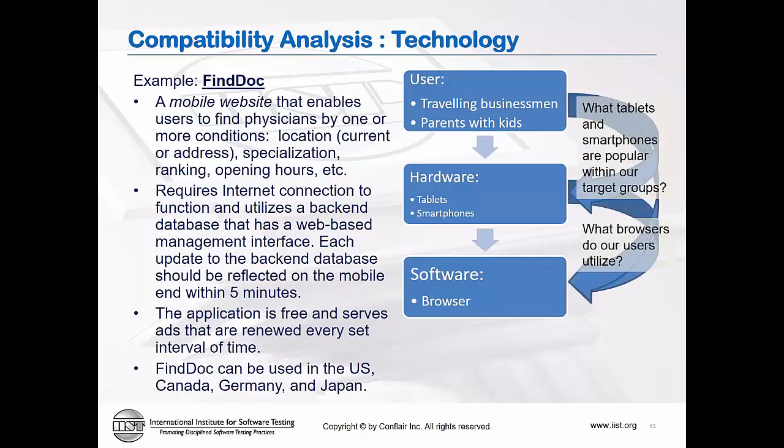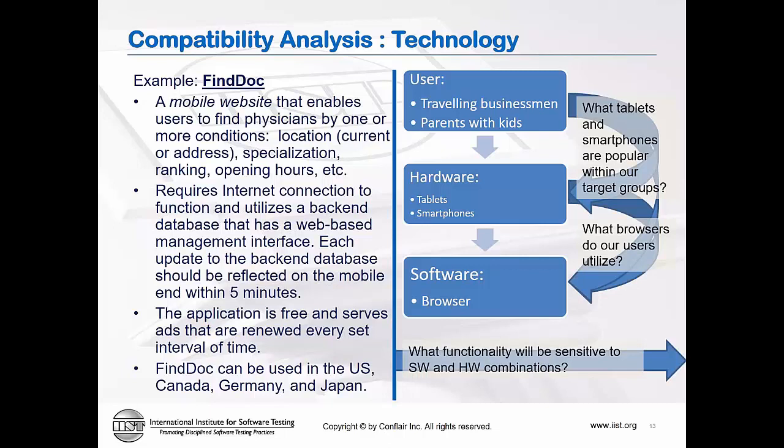Okay? What functionality will be sensitive to software and hardware combinations? First, it's a website. The biggest thing that is sensitive to the browser on a website is, of course, the rendering of the screen and the JavaScript. So I want to make sure that I can see each screen of mine on each target platform, which differ in terms of size of the screen and the browser, right? And it renders the screen correctly.